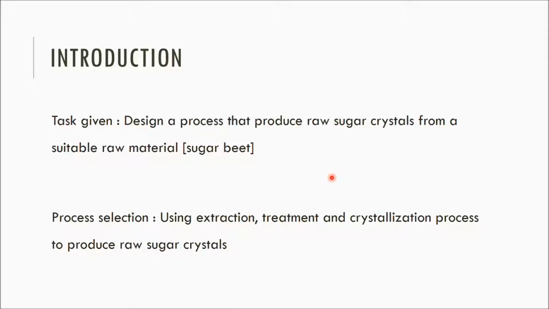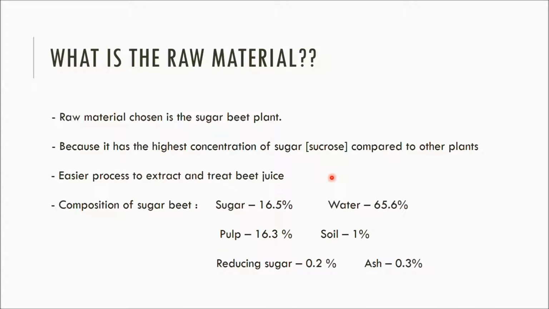For the introduction part, the task given first was to design a process that will produce raw sugar crystals from a suitable raw material, which is sugar beet that we chose. Next, the process selection is by using extraction, treatment and crystallization process to produce raw sugar crystal at the end of the process. Next, the raw material that we chose is the sugar beet plant. It is because it has the highest concentration of sucrose compared to other plants, which is sugarcane.